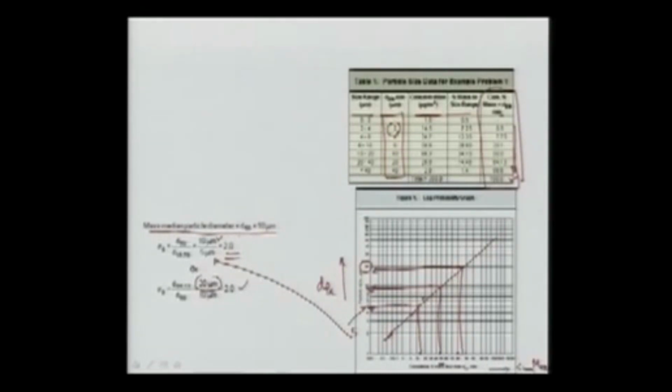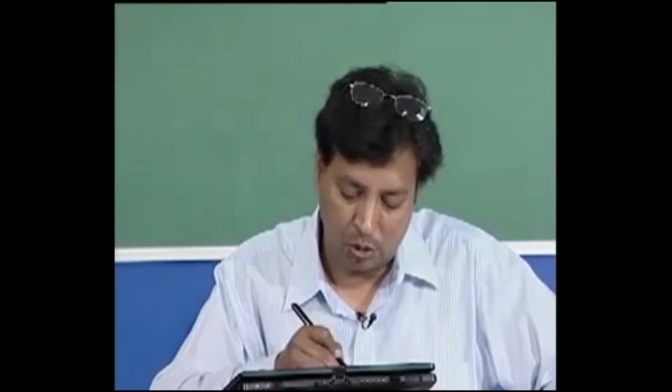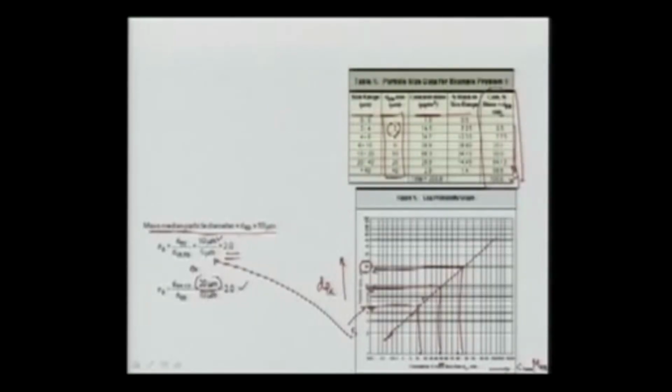So you can see here that we had the data and we could say the particle size distribution was log normally distributed, and the mass median particle diameter was 10 micron, and the geometric standard deviation was 2. Okay.